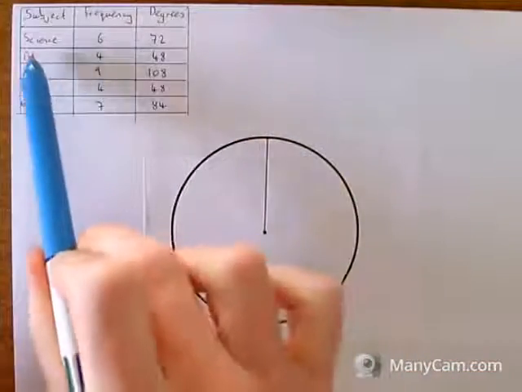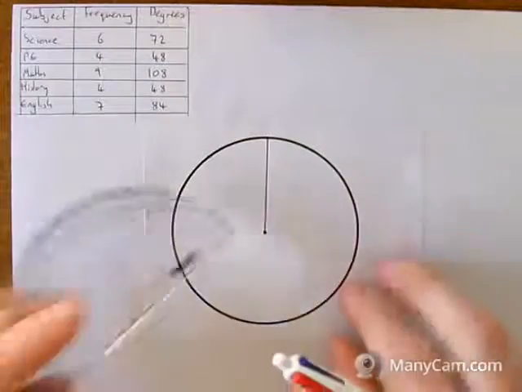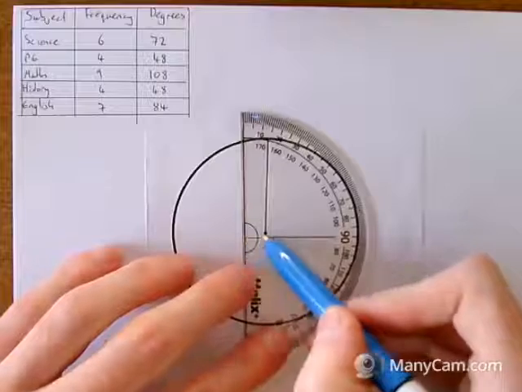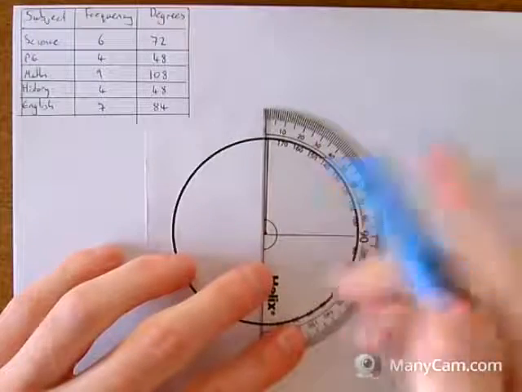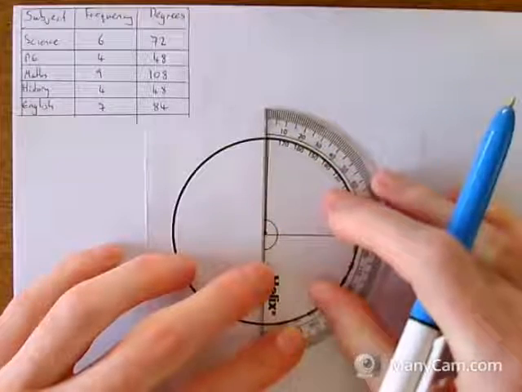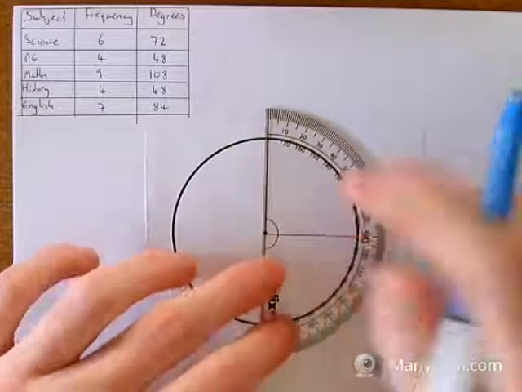The first one I'm going to draw is science, and that's 72 degrees. My protractor, I'm going to place the crosshair on the centre of my circle, and I'm going to make sure that this line is lined up with the bottom line on my protractor. So it looks something like this.